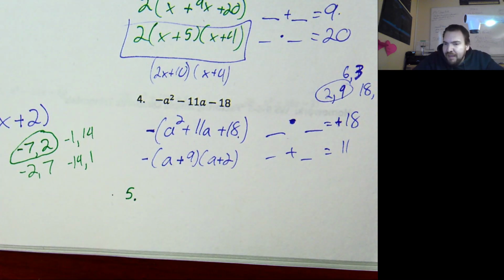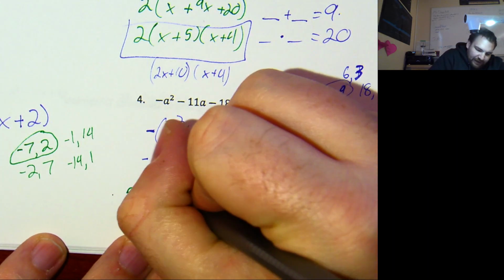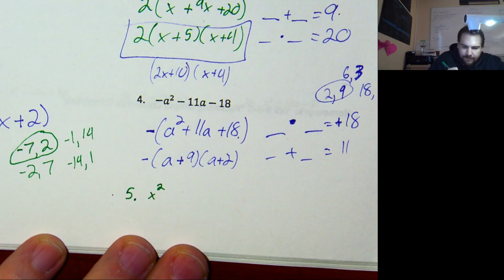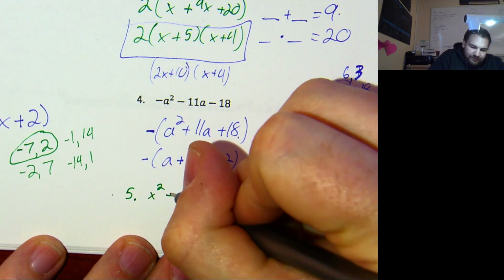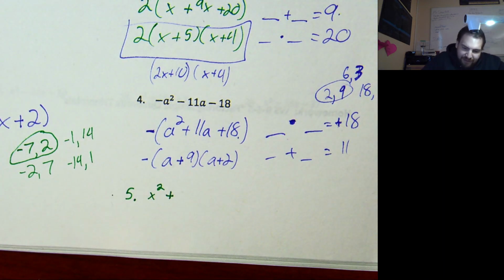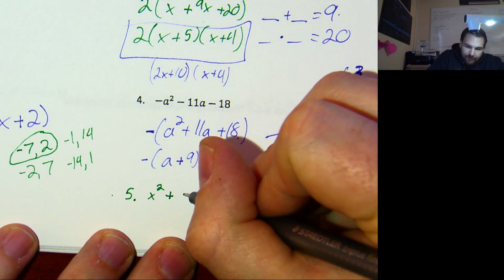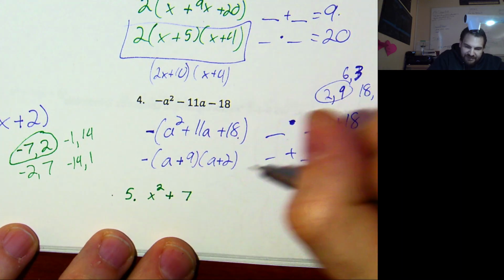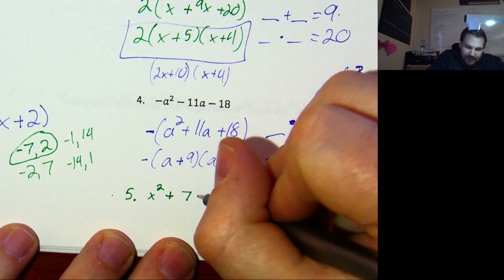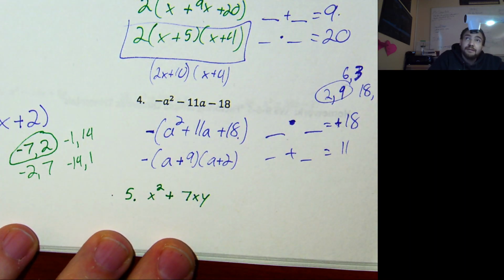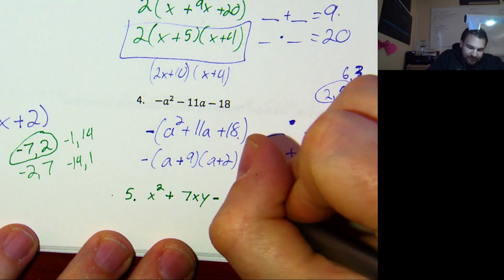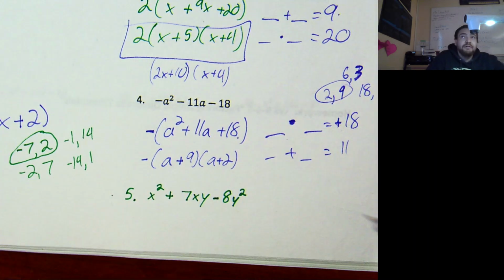Number 5, here we go. I want to do the following question. X squared plus, I'm going to go back here and I'm going to use one of these combinations of things. Plus 7xy minus 8y squared. This is different.